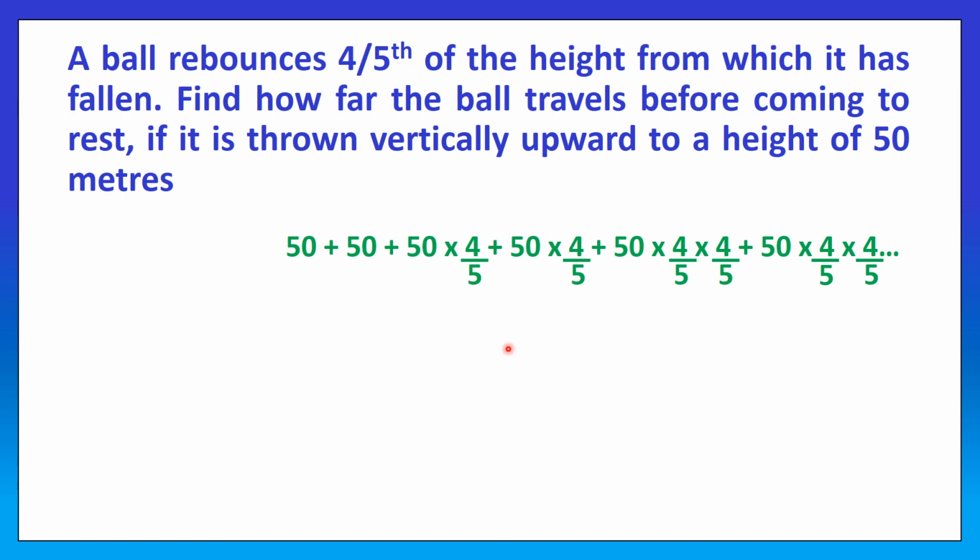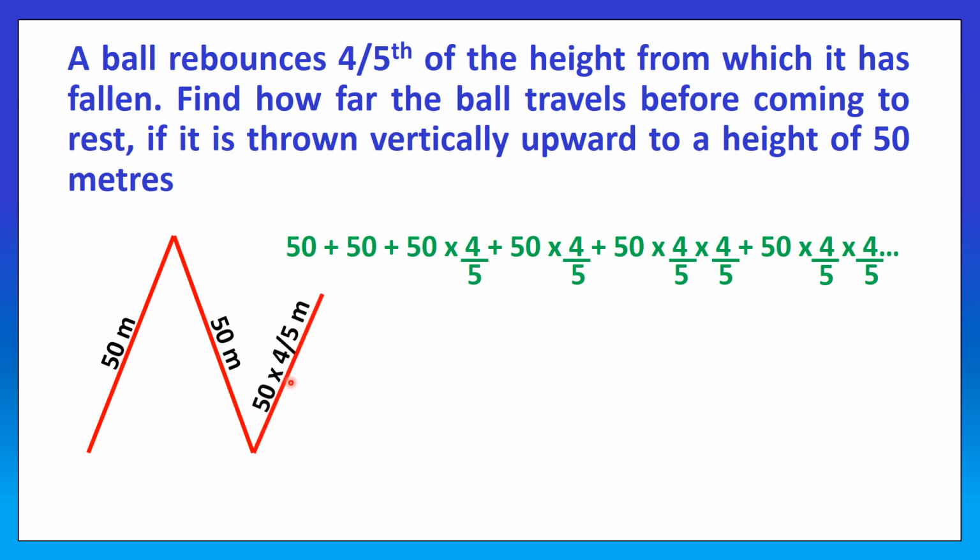When a ball is thrown upward 50 meters, it has to come down that 50 meters, and then it rebounds 4/5 of the height from which it has fallen. So it has fallen from 50 meters. When it rebounds, it will have to go up to 50 into 4 by 5 meters. When it goes this much distance, the same distance it has to travel down, 50 into 4 by 5.